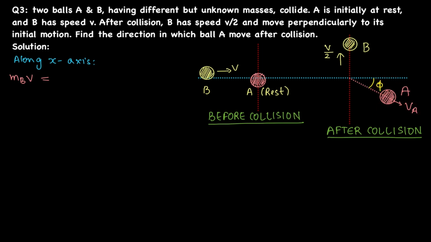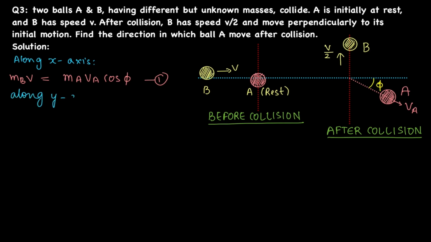So what you will see, MA and VA cos of phi. So this is our equation number first. Now we can write equation number second, that is MB, and this equation number second is along y-axis. So I'm writing along y-axis.